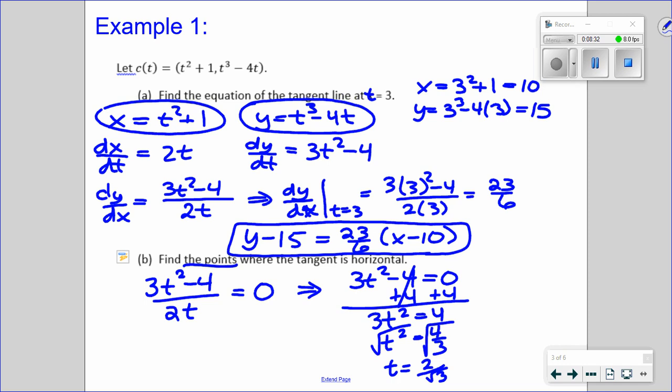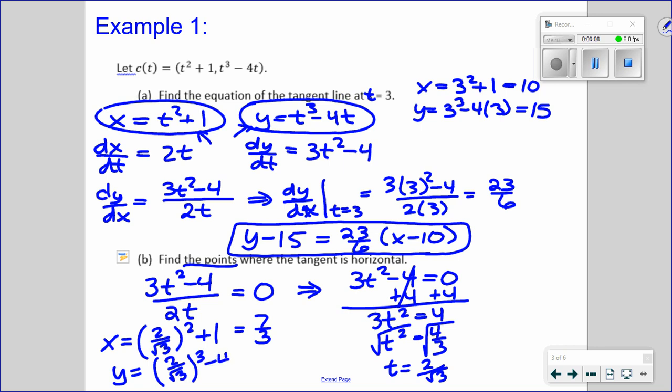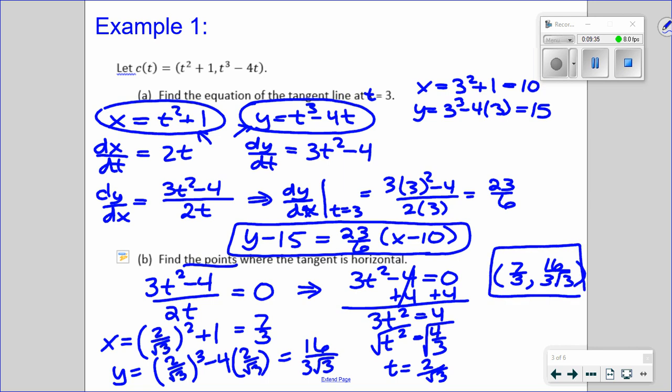Again, we're just going to take the t equals 2 over square root of 3 and plug that back in for x and y. If I plug in 2 over square root of 3, squared, plus 1 for x, that works out to 7 over 3. If I plug it in for y, we have 2 over square root of 3 cubed minus 4 times 2 over square root of 3. That works out to 16 over 3 square root of 3. So the point where the tangent line is horizontal is (7/3, 16 over 3 square root of 3). That's the x, y ordered pair of that point.